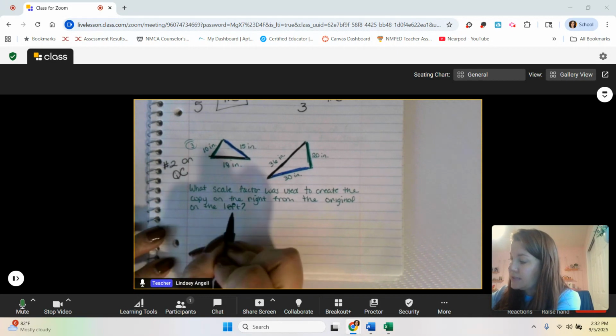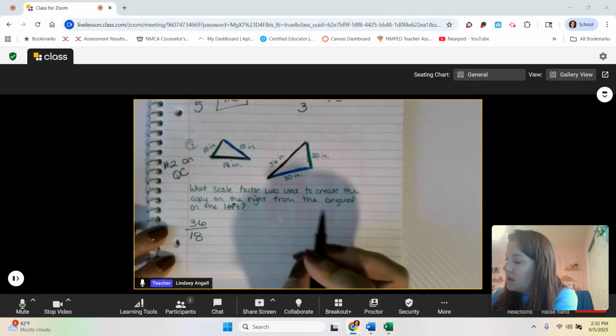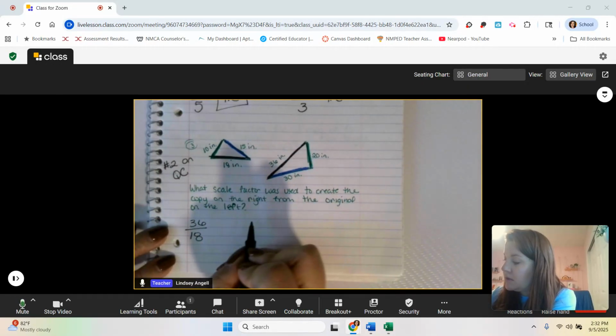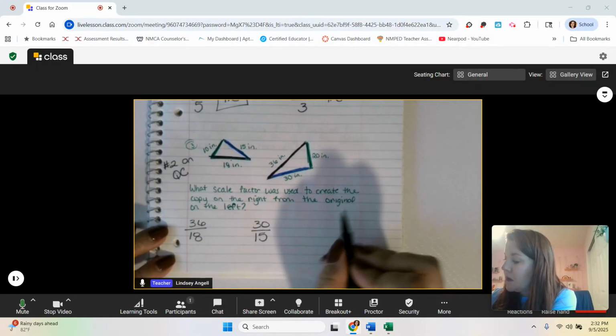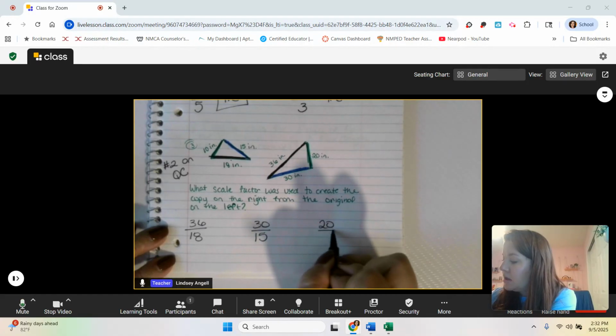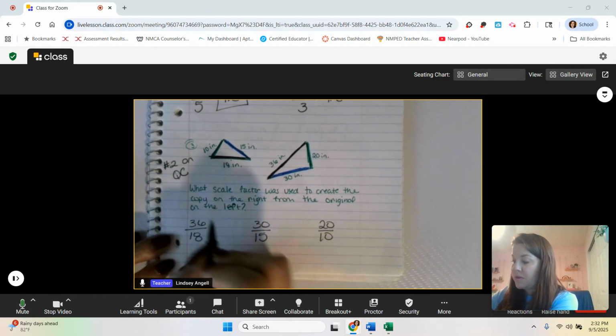So in this case, as long as I'm comparing them correctly, I would have 36 compared to 18. The blue one, that's like my medium side, we have 30 compared to 15. And then the smallest side, we have 20 compared to 10. Okay? Now, if these two shapes are proportional to each other, they are scaled, then I should get the same value with all of these.